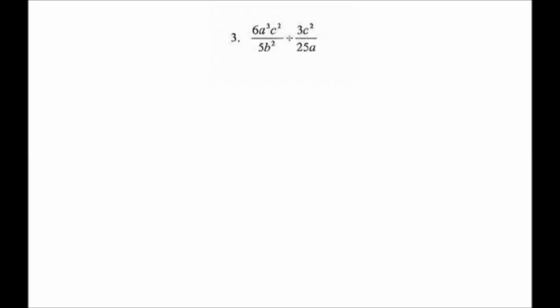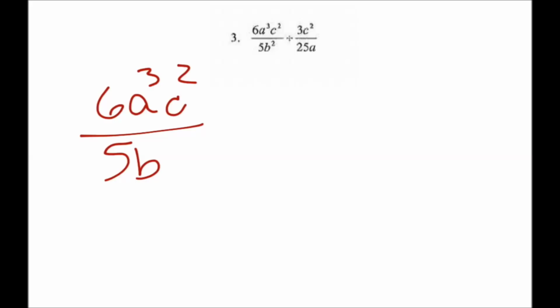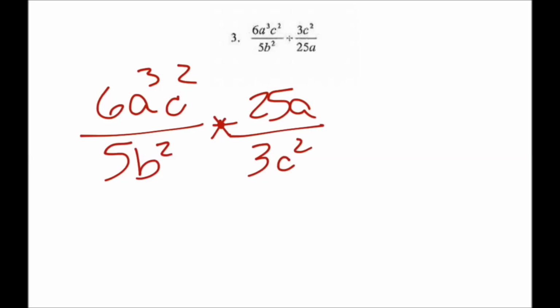So when you don't have the parentheses, I recommend just rewriting the whole thing. 6a to the 3rd c squared over 5b squared times, 25a goes on top and 3c squared goes on bottom. So your 5 and your 25, your 3 and your 6. There are no a's on the bottom. Your c squared goes away.